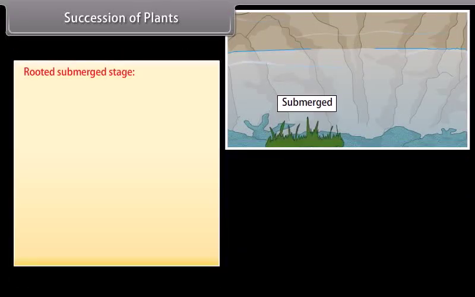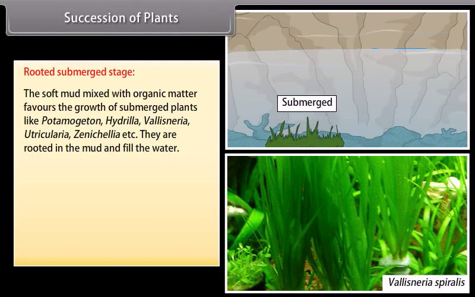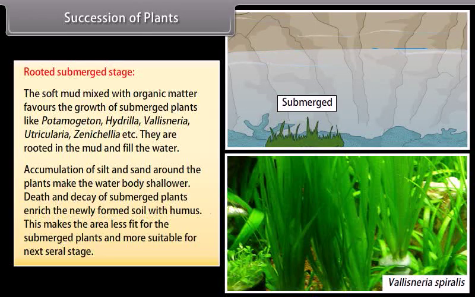Rooted submerged stage. The soft mud mixed with organic matter favors the growth of submerged plants like Potamogeton, Hydrilla, Vallisneria, Utricularia, Zannichellia, etc. They are rooted in the mud and fill the water. Accumulation of silt and sand around the plants makes the water body shallower. Death and decay of submerged plants enrich the newly formed soil with humus. This makes the area less fit for the submerged plants and more suitable for the next seral stage.